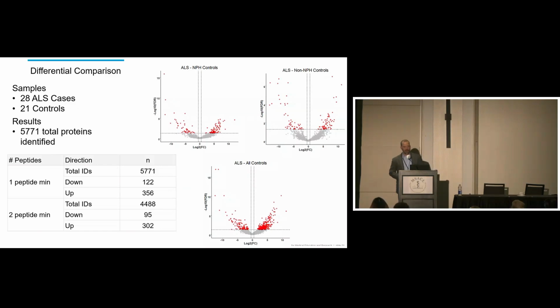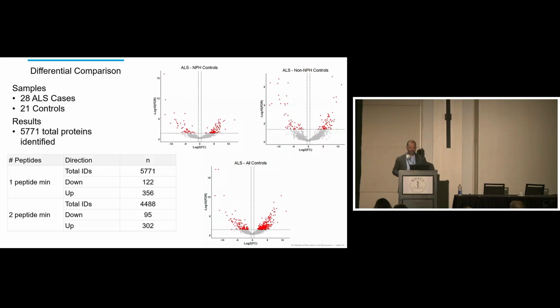In terms of the actual results from the discovery experiment, we had 2 different control groups. So we had normal pressure hydrocephalus or NPH controls, and then an additional set of controls with non-NPH, so other neurological disorders. And when we were selecting our candidates, we wanted to make sure that we were selecting the best ones. We required that they were differentially expressed relative to both control groups.